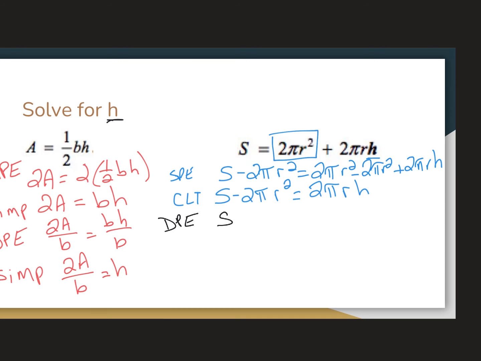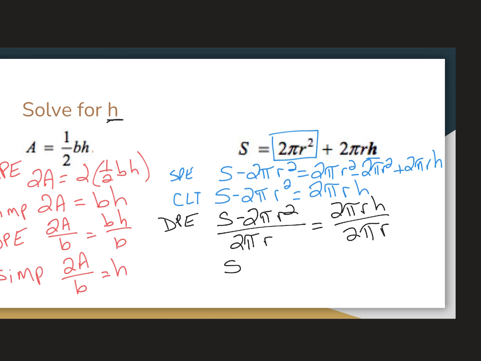So I have S minus 2 pi R squared divided by 2 pi R equals 2 pi R H divided by 2 pi R. When I combine like terms, I'm left with S divided by 2 pi R minus R equals H.